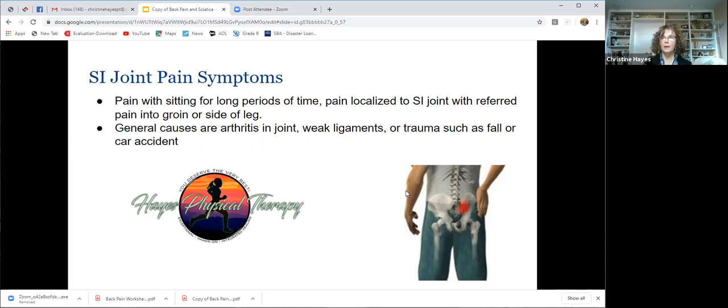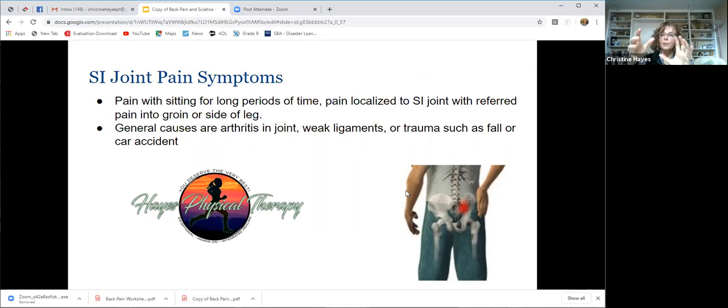Trauma, especially a fall just directly to one side versus another, can be enough force to actually force that joint off. Car accidents can do that as well. And we often see women in pregnancy develop SI problems. And why is that? Because they're going to be birthing that baby through that pelvis to begin with.